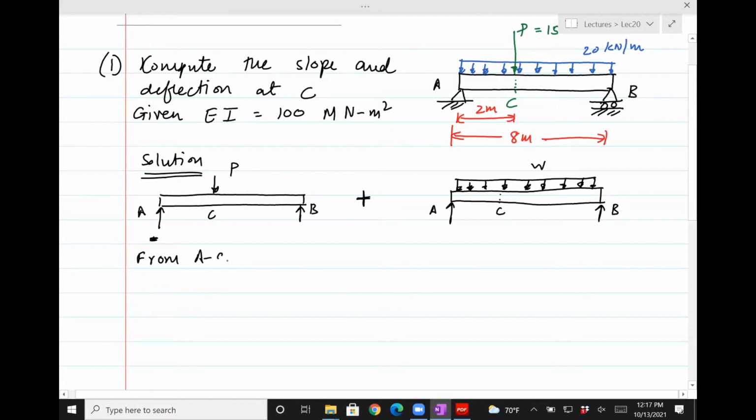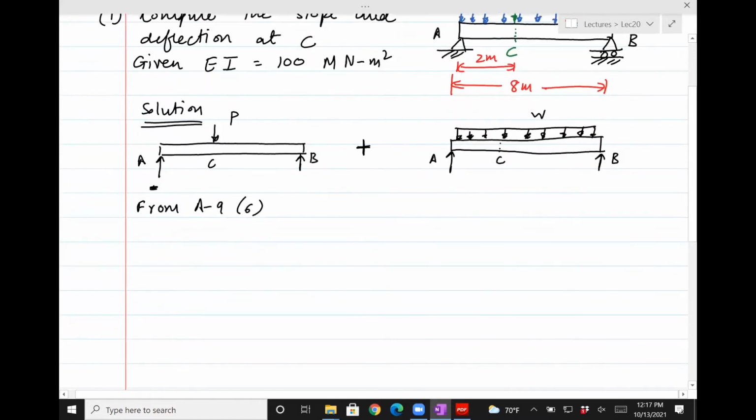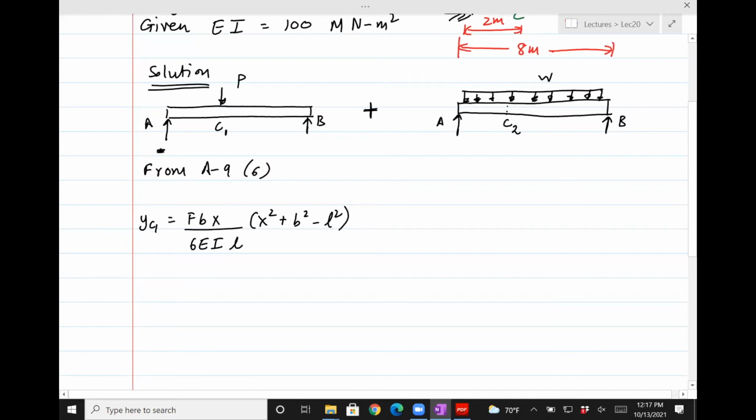From A9 number 6, we can write down. So let's call this C1 and just call this C2. They're the same things, but I just call them that so that way I can then sum them up. So YC1, that's now from the table, is FBX over 6EIL times X squared plus B squared minus L squared. Okay, so you got to believe me that I copied the right thing.